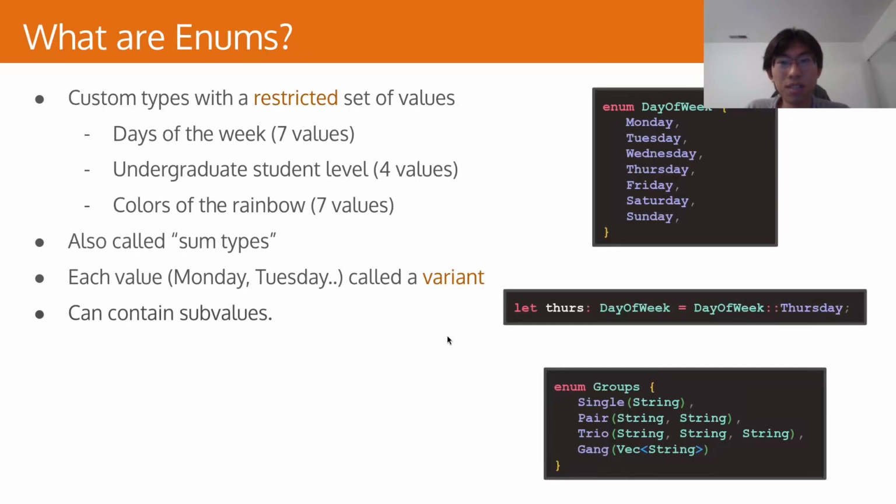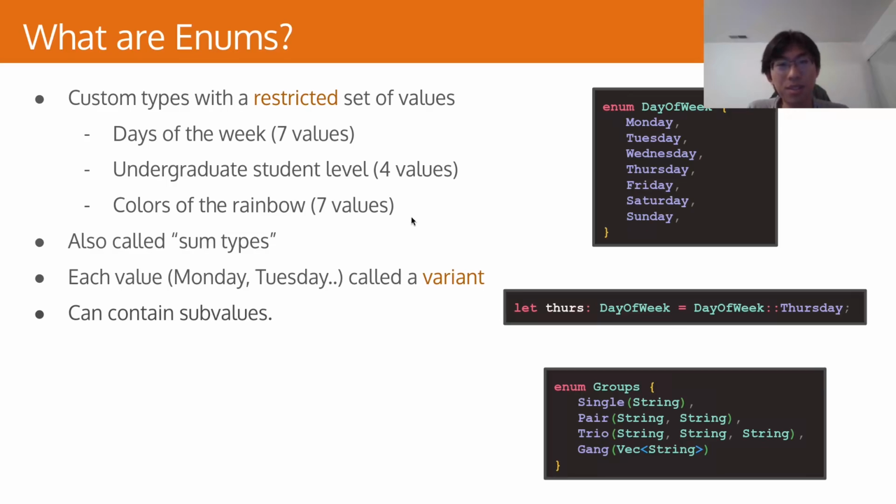So enums are custom types with a restricted set of values. For example, days of the week are our motivating example, but some other examples could be undergraduate student level, where we know there are exactly 4 different values: you can be freshman, sophomore, junior, senior, or maybe colors of the rainbow.